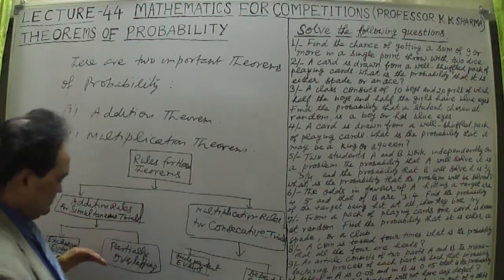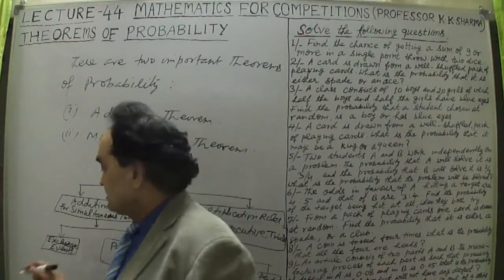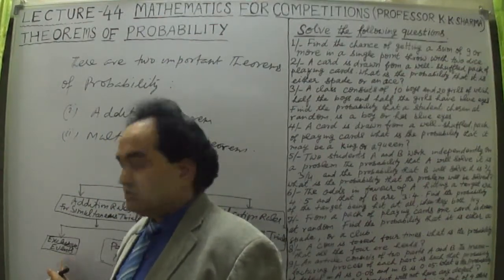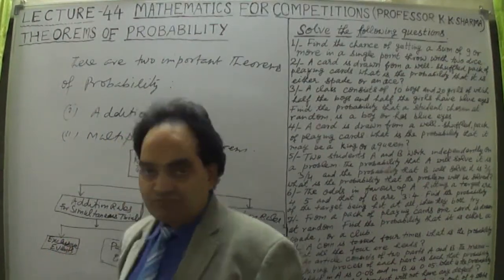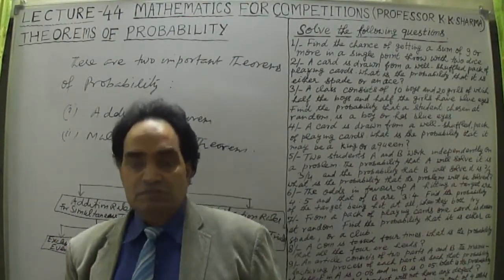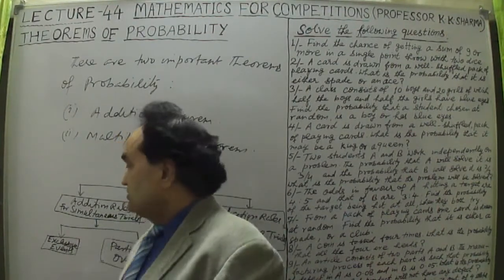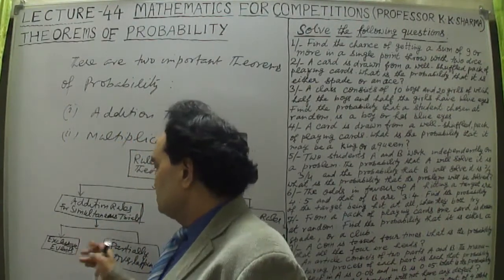Then further they are divided into two parts. The events which are simultaneously occurring may be mutually exclusive events, or partially overlapping events, where something is common between two or more than two events. Then what is the addition theorem? I'll talk about how that is used.